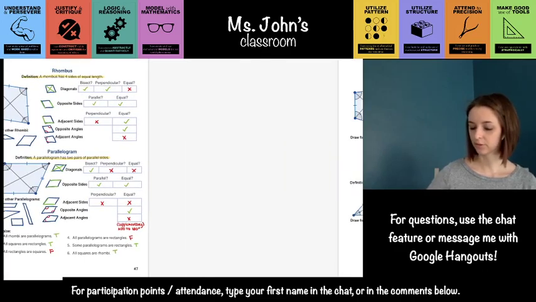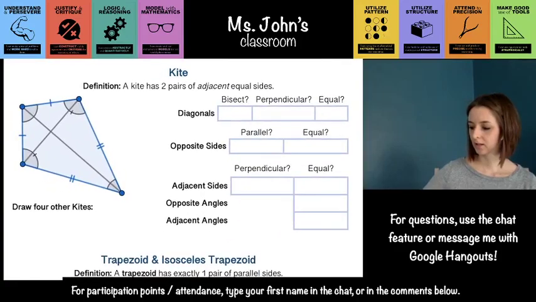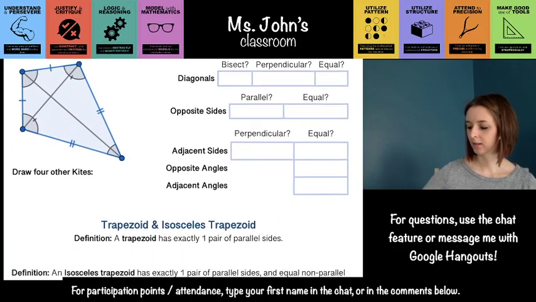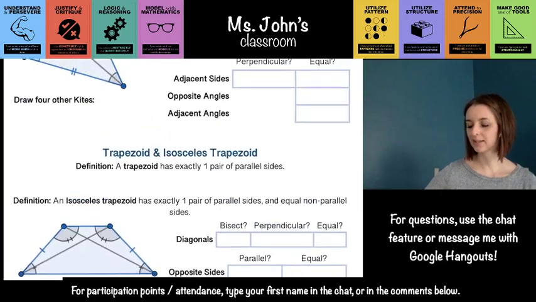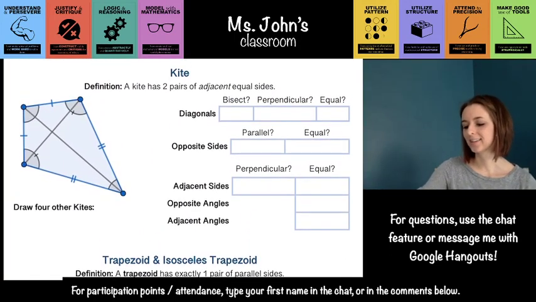Okay, we're gonna learn two more. I feel like I put these in order of which ones I like the most. And these last ones are technically not my favorite shapes, but they do have some interesting properties.